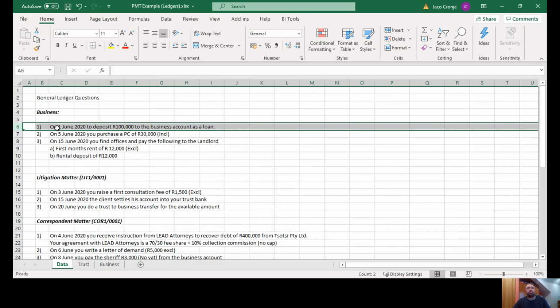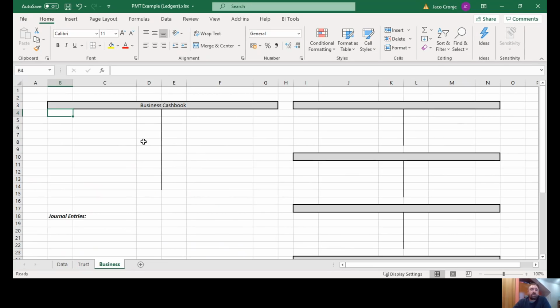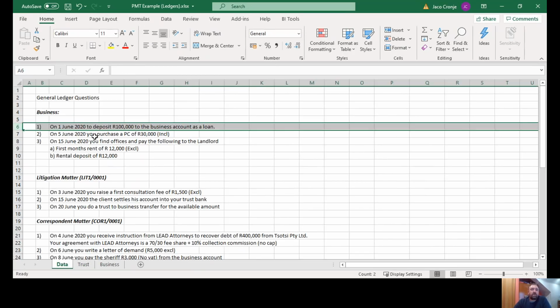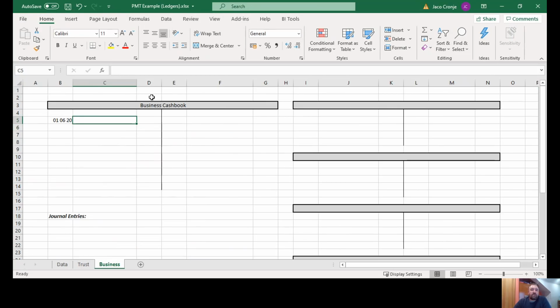So if we go back to our data, we are saying that on the 1st of June, we are going to deposit 100,000 Rand into the business account. So we've decided to go into the business account. The next question is: is there a flow of cash? If our answer is yes, the transaction will go into this T account. If the answer is no, we are going to do a journal entry for that. So we're going to start off by entering the date, that was the 1st of June 2020. I'm going to leave the description out for the moment. The amount is 100,000 Rand.